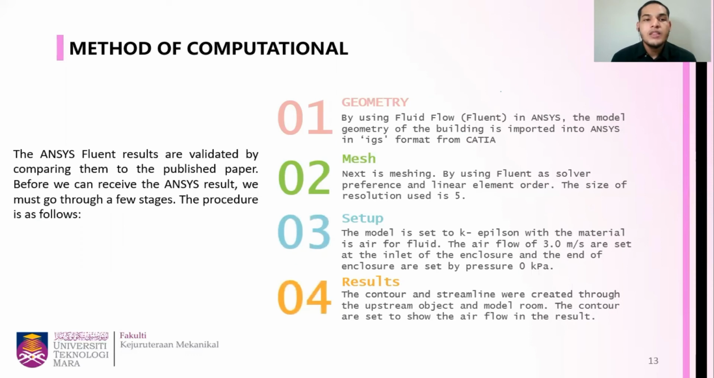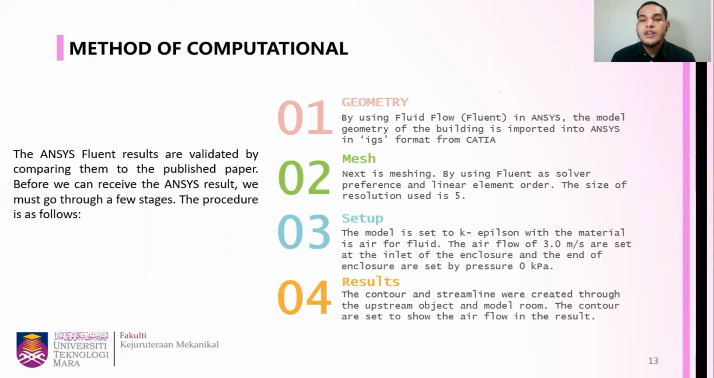Next, we will go to the method of computational. The ANSYS Fluent results are validated by comparing them to the published paper. Before we can receive the ANSYS result, we must go through a few stages of the method of computational. The procedure is, the first one is geometry. By using Fluid Flow Fluent in ANSYS, the model geometry of the building is imported into ANSYS in IGS format from CATIA. Next, we will do a meshing process.